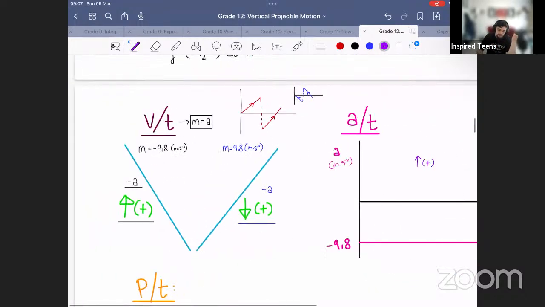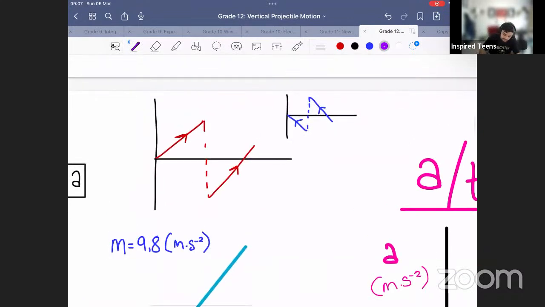Okay, let's think of it. If we have a velocity time graph and it looks like this, you're like, oh, okay, I have a positive slope. I have a positive gradient. That means that acceleration is positive. And if I have positive acceleration, that means down was taken as positive. If you get a graph like that, you have to decipher that.